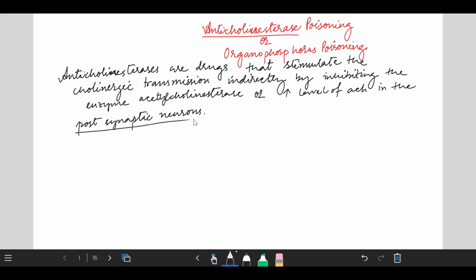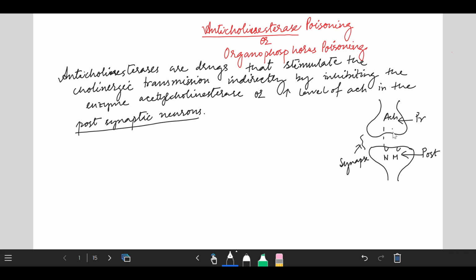Now, what are postsynaptic neurons? We will see through a diagram. This is the synapse, or the junction of two neurons. This is the presynaptic neuron and this is the postsynaptic neuron. Acetylcholine is produced in the presynaptic part and binds with the receptors present in the postsynaptic part, that is nicotinic and muscarinic.